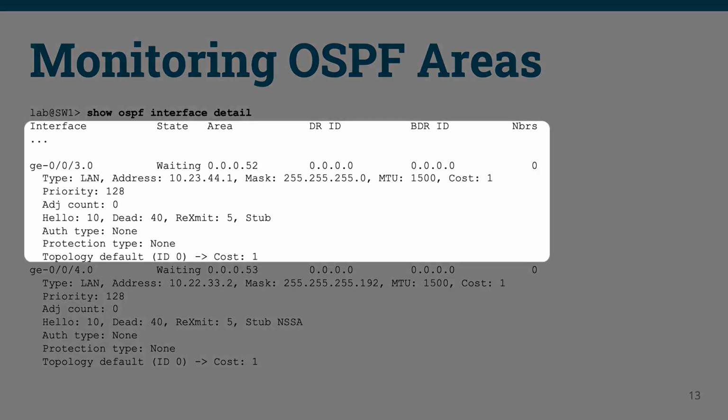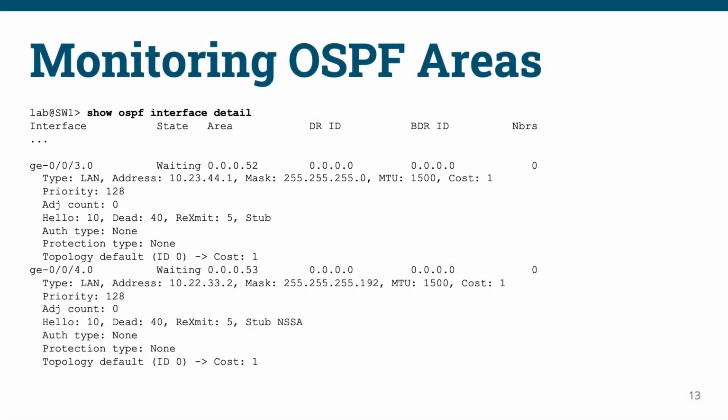GE003, we see here, is configured in Area 52. This area is also a stub. Recall in our configuration a bit earlier that this area was configured as a totally stubby area, using the stub no summaries command. In this output, we see that the totally stubby area is identical to a regular stub area. However, no summary LSAs, except the default route, will be advertised into the area.